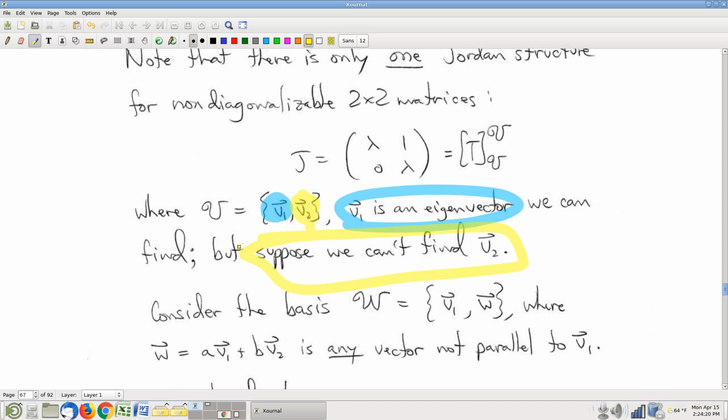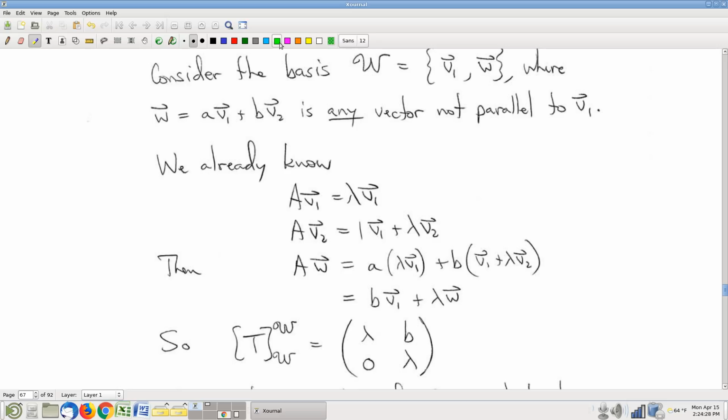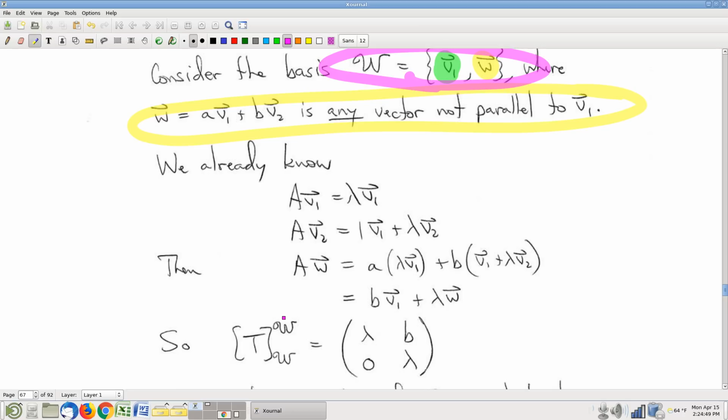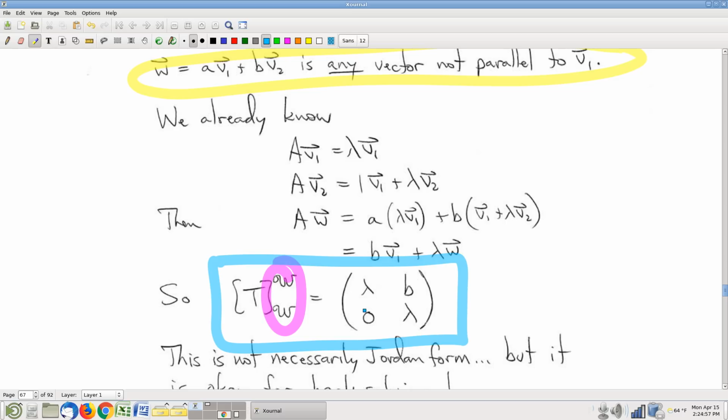Now, that does not mean that you will find a Jordan basis by picking any vector, but it does mean that by picking any vector, all right, so again, eigenvector here, pick any vector that you like. Obviously don't pick 0. It's got to be a basis. Obviously don't pick a multiple of V1. That wouldn't be a basis. But any other vector that makes a basis, and when you use that new basis to rewrite the matrix, the resulting matrix is upper triangular.